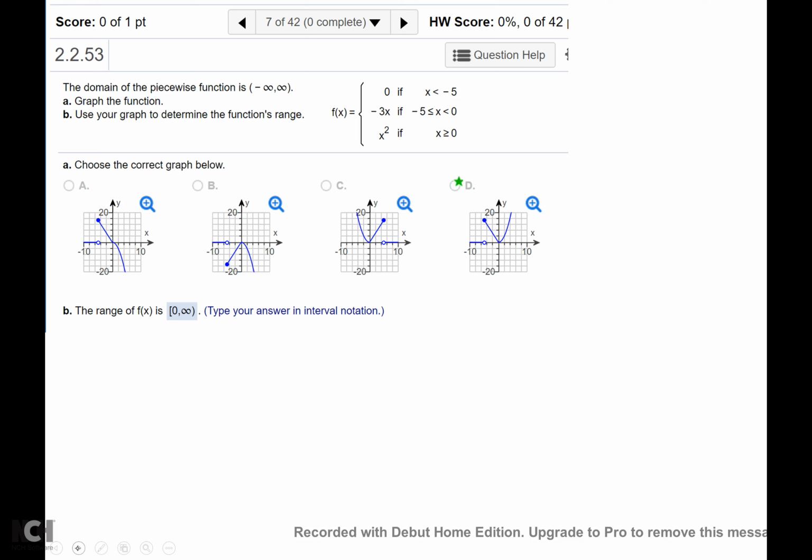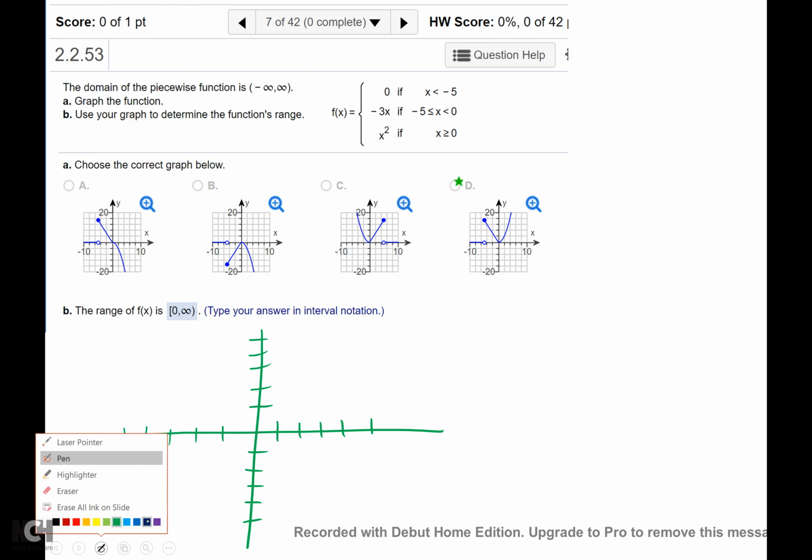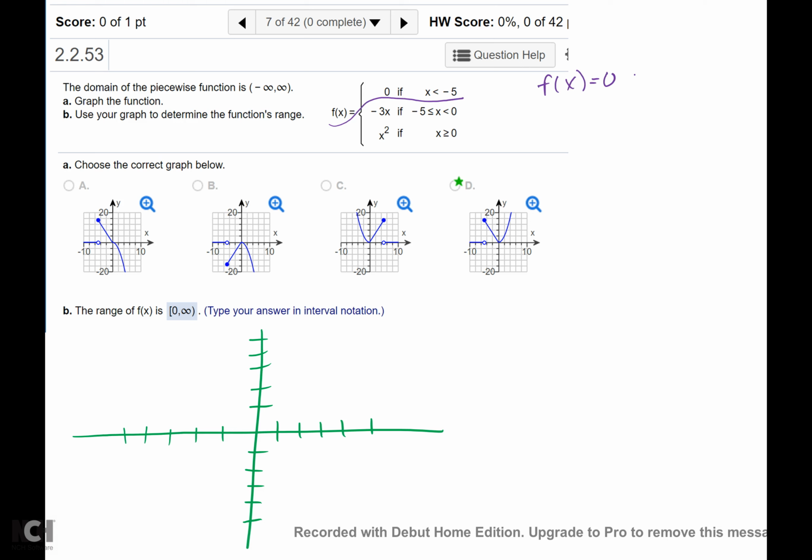Alright, it says the domain of the piecewise function is negative infinity to infinity. They want you to graph the function and determine the range again. Alright, so if I draw my graph, switch colors here. The first one they want me to graph is f of x equals 0 if x is less than negative 5. So if I plug in negative 5, I get 0. So (negative 5, 0), and that's going to be an open circle because it's not included.